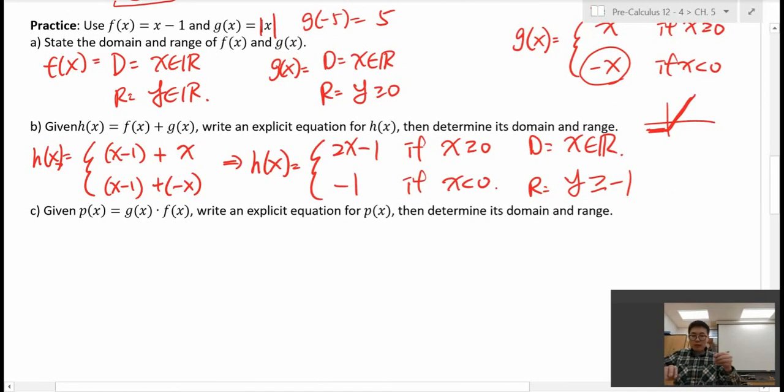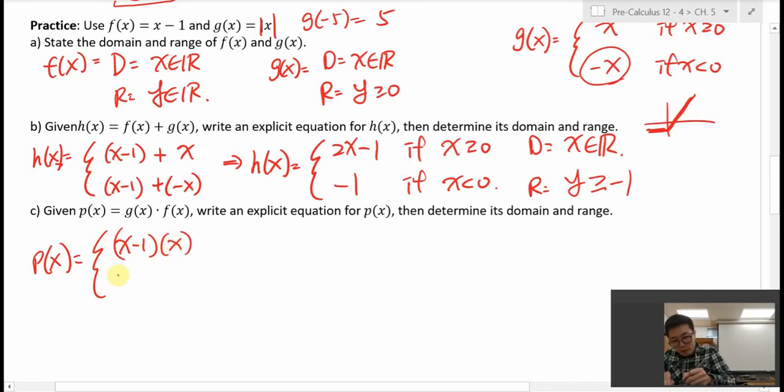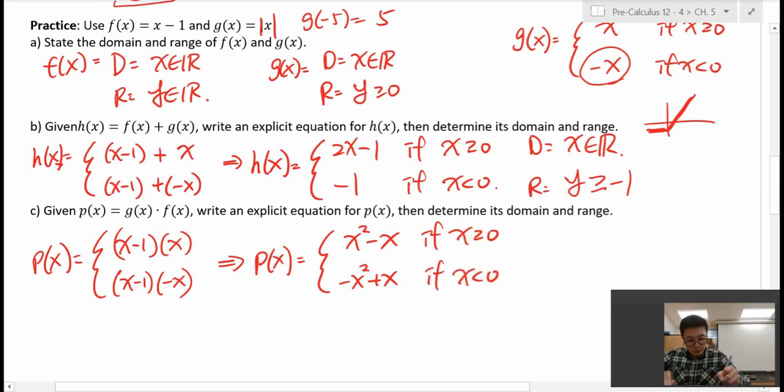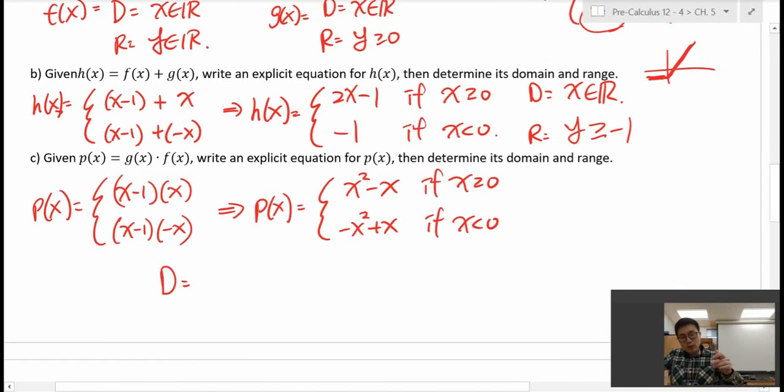Similarly, for p of x, the product, so if you multiply them, again, you should have a piecewise function. You either multiply by x or you multiply by negative x. Okay, and this becomes p of x equals, if you expand this, you get x squared minus x, and this would be negative x squared plus x. And the first one is when x is greater than or equal to 0. The next one is when x is less than 0. Okay, so you will get a different range here. Domain, same thing, all real numbers. Okay, not a problem. Range.